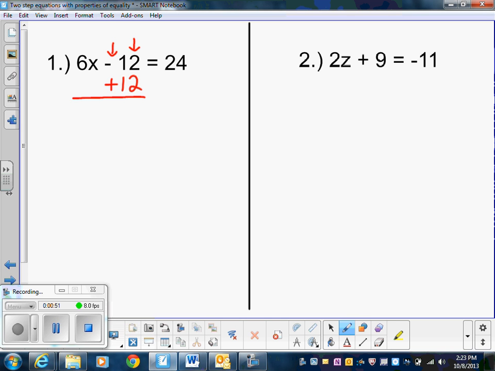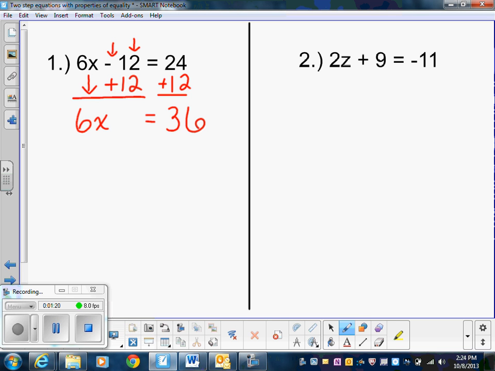We're dealing with an equation, which therefore means that we need to keep both sides balanced. To do this, we're going to use the addition property of equality, which means if we add 12 to one side, we're going to add 12 to the other side. When we add 24 and 12, we get 36. This 6x will just carry down.